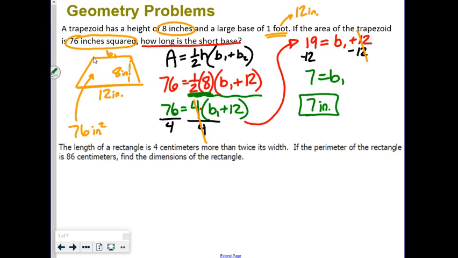All right, we've got another problem. This one's about perimeter, I believe. Yeah. So the length of a rectangle is 4 centimeters more than its width. Okay, that's going to be important.